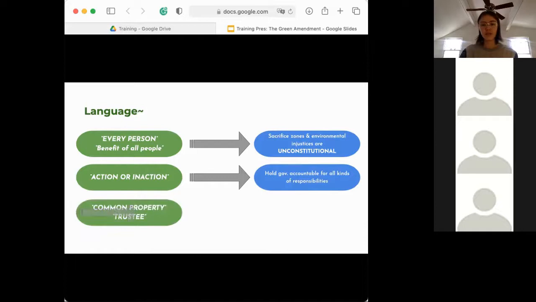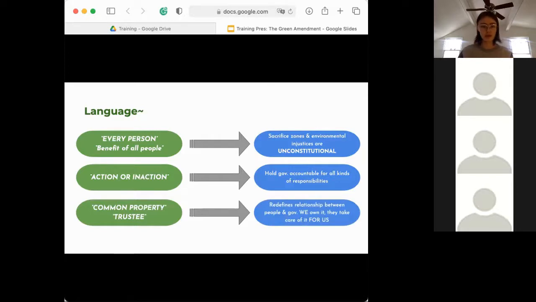Common property or a trustee. This redefines the relationship between the people and the government. It creates an entirely new dynamic in which the government is now the trustee, the people are beneficiaries, and the assets are now the environment and the public natural resources. Basically, these are older legal terms that have a lot of precedent and have already been used for a lot of personal relationships, and we're applying them to the government, the people, and the environment.